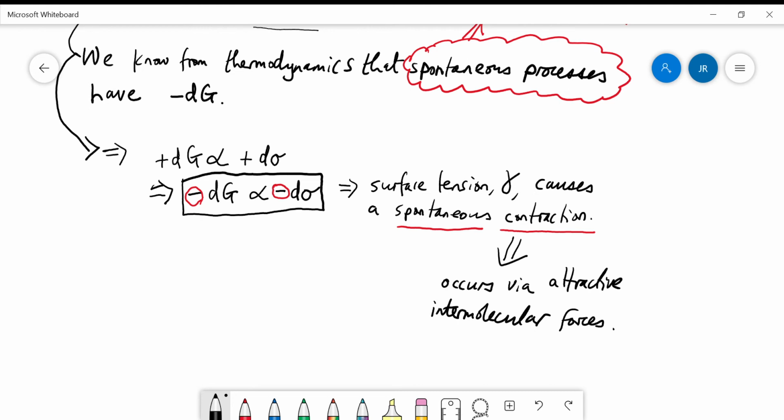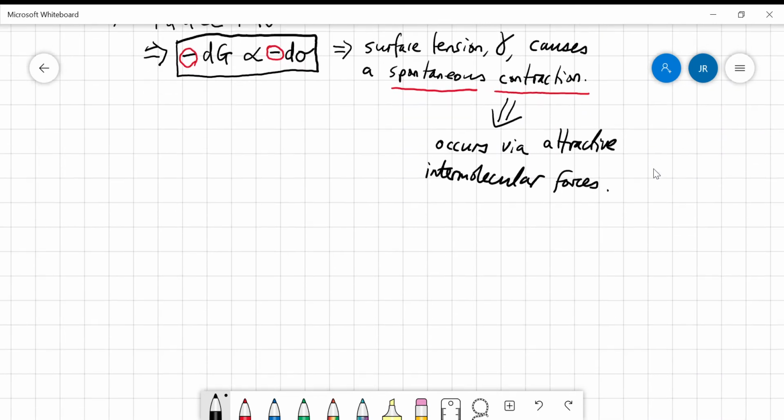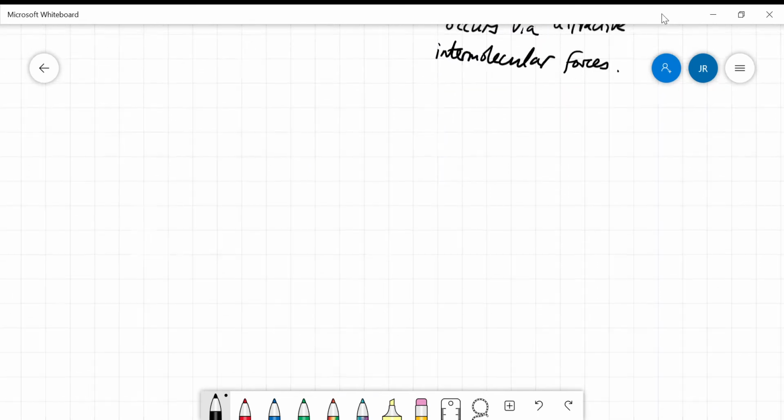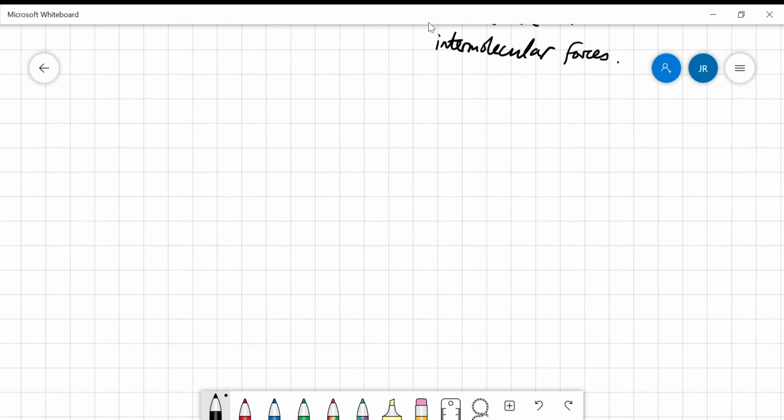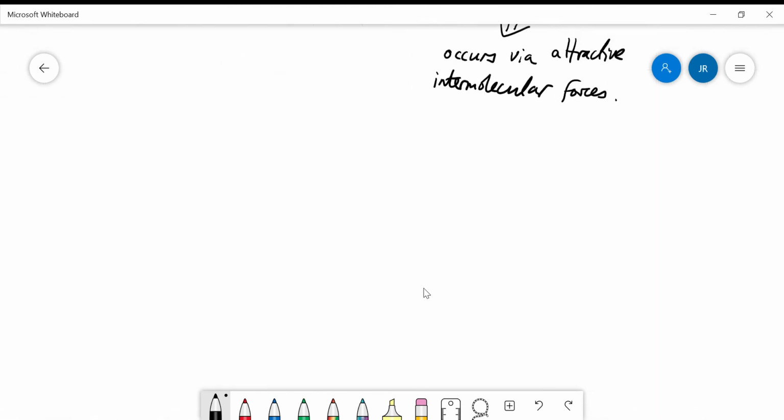Okay, so we've got at least some kind of a semi-quantitative, well, quantitative, we just haven't put numbers in yet, but we've got some kind of way to think about the contractive nature of surface tension, and we can see how it executes that contractive nature via intermolecular forces. Let's look at an example, a useful example of surface tension. Let's look at capillary action. So let's get that out the way.